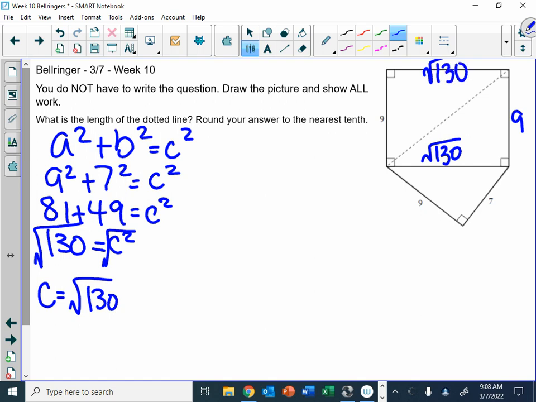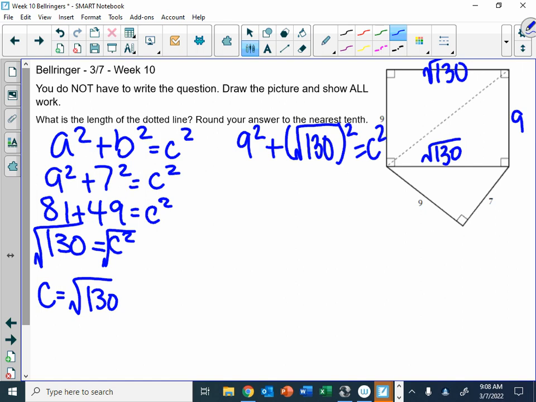Okay, so you can choose either triangle to work with. Now I've got two sides. I can do Pythagorean theorem again. For either of these triangles, the dotted line, is it a leg or a hypotenuse? Hypotenuse. So once again, it's my C value. So I can say 9 squared plus my other leg, square root of 130 squared equals C squared. And there's a very specific reason why we do that. If you simplify the square root of 130, that's okay as well. You just got to be sure you do the math correctly.